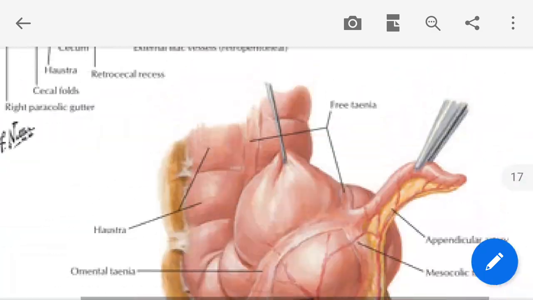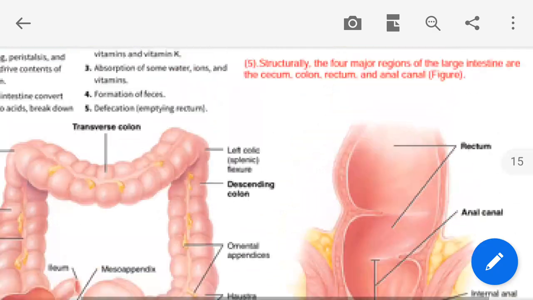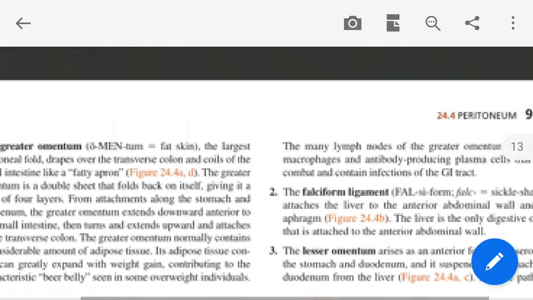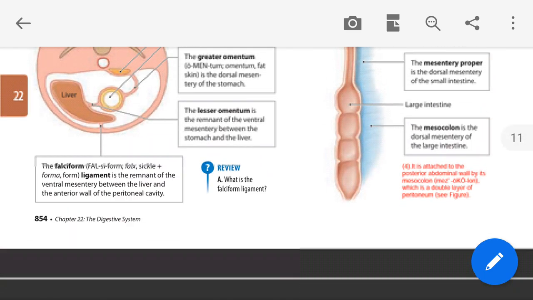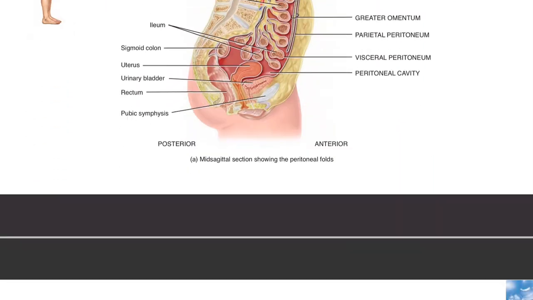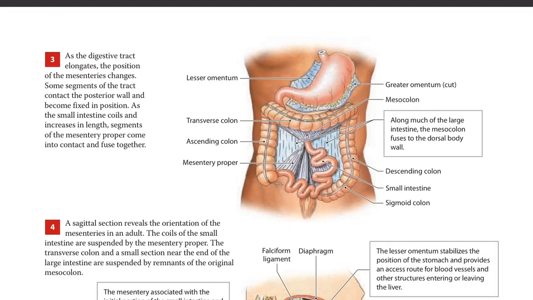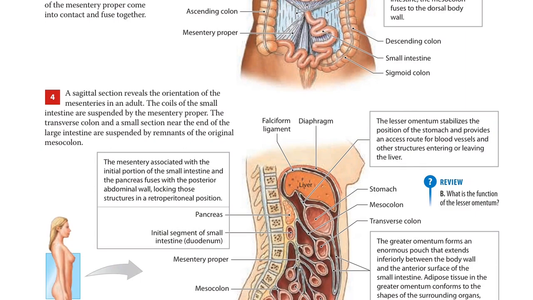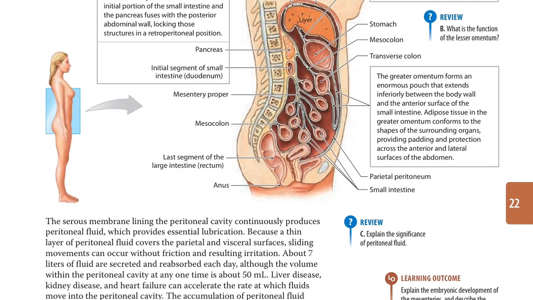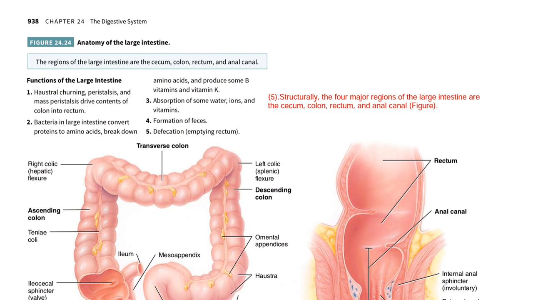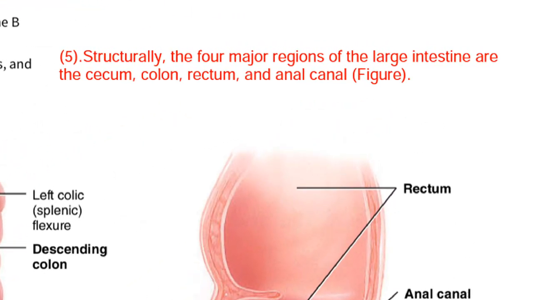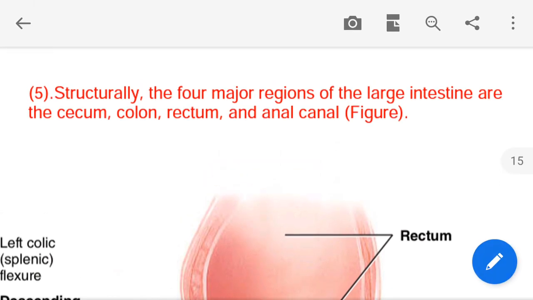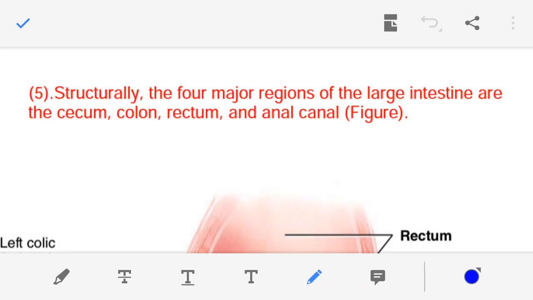Now moving on with our discussion of this lecture, we have completed up to the fourth point. Now we are discussing the fifth point. Structurally, there are four major regions in the large intestine, or we can say we can divide the entire large intestine into four regions, and these regions are cecum, colon, rectum and anal canal.